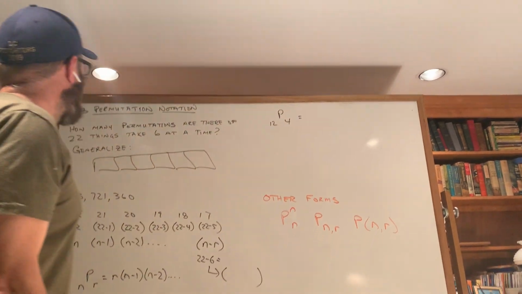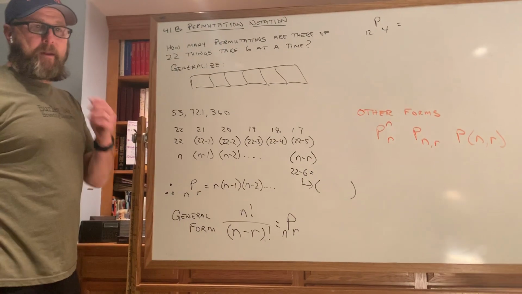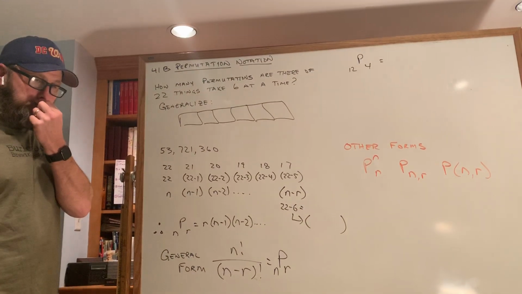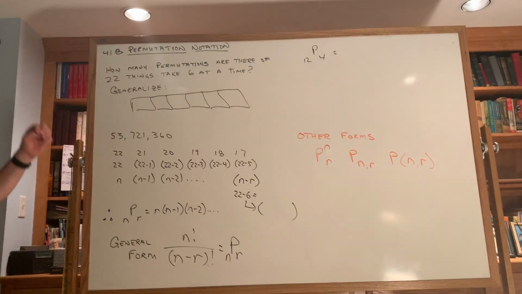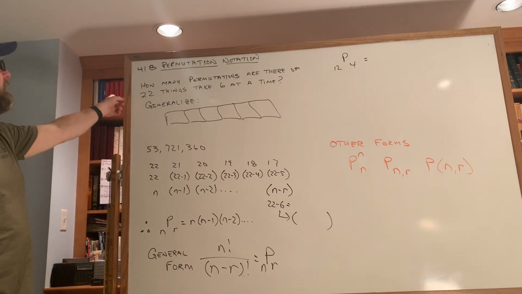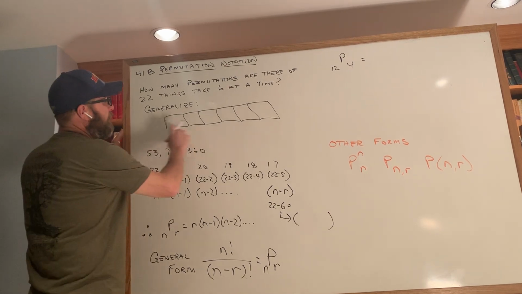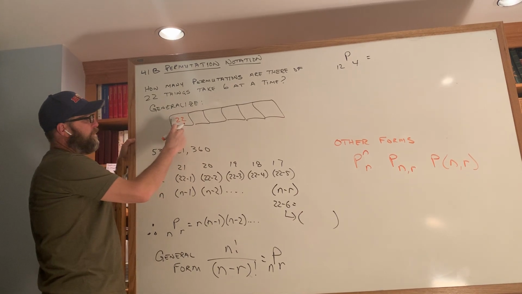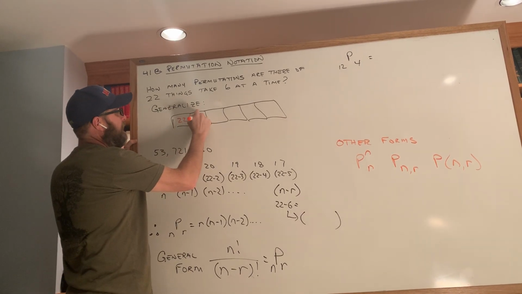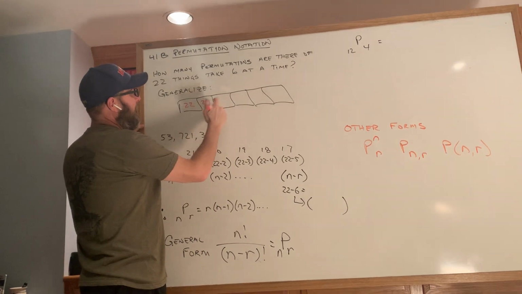All right. So today we're going to talk about permutation notation, which is a take on factorials. So here's the question, right? How many permutations are there if there are 22 things taken 6 at a time? So we're looking to generalize this, but if we're taking 6 things at a time, the first choice, I've got 22. The second one, and this is non-replacement, obviously, I've got 21.